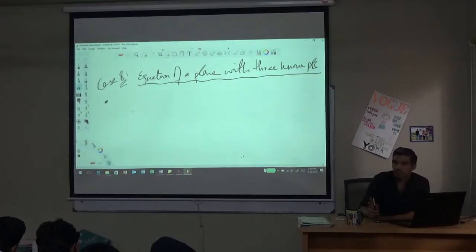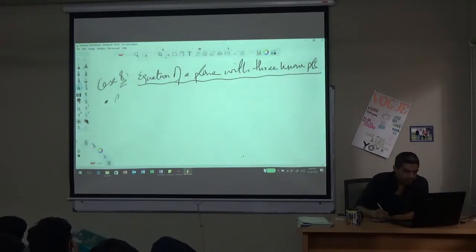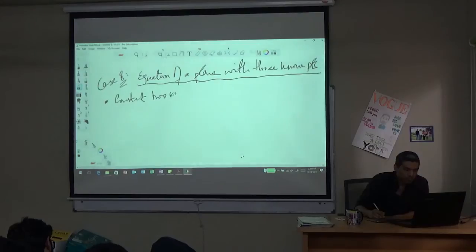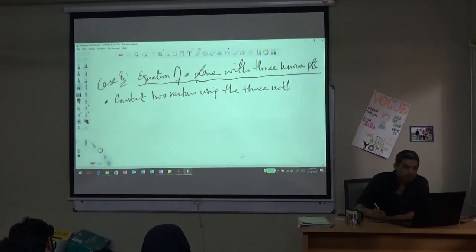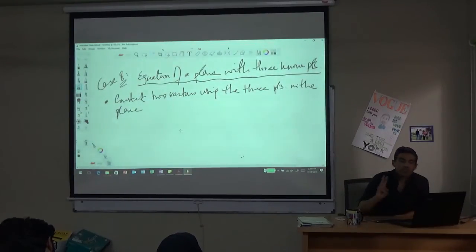Construct 2 vectors using the 3 points in the plane.